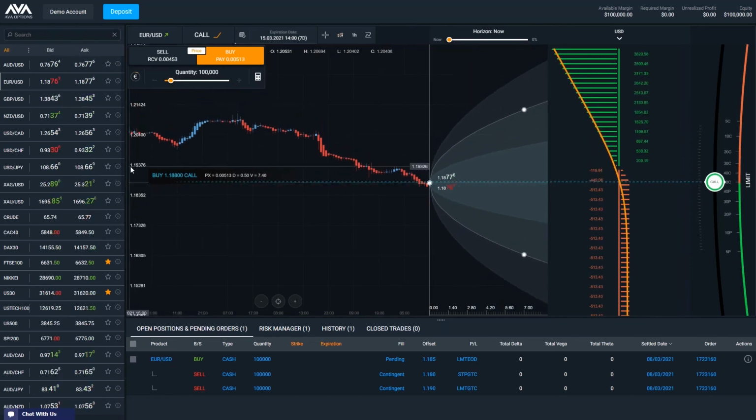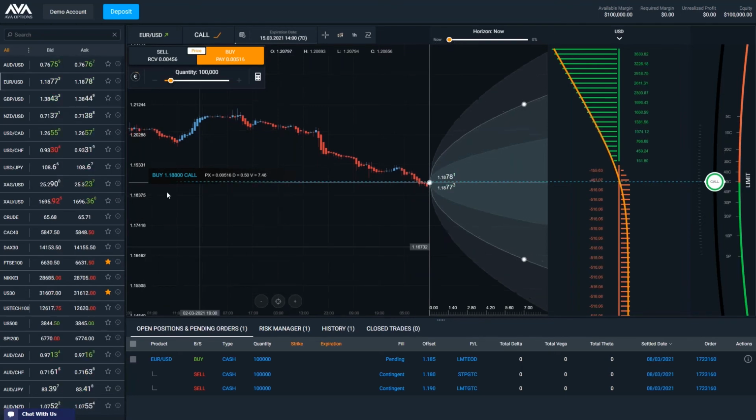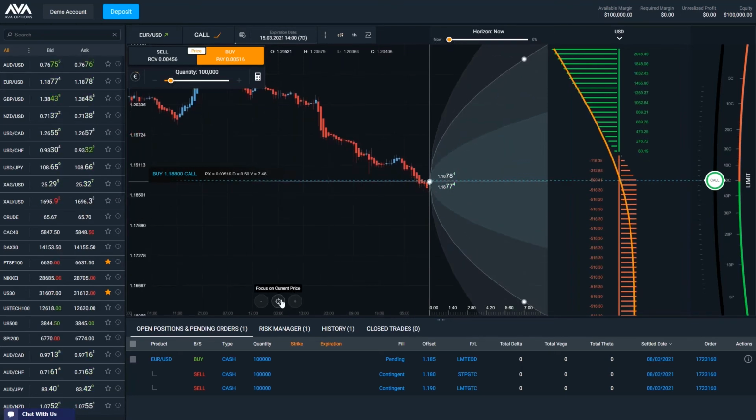I'm just going to shrink it down a little bit. So we're 99% confident that we're going to be between, looks like around 114.40 and 123.30 in a week. It's a pretty big range. So let's put this back again. You hit that focus button, it'll bring us back to our starting point.